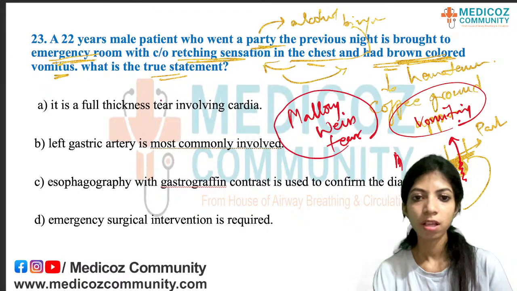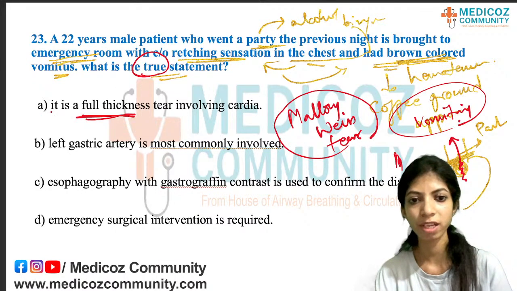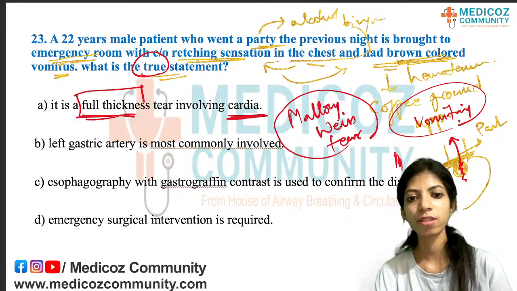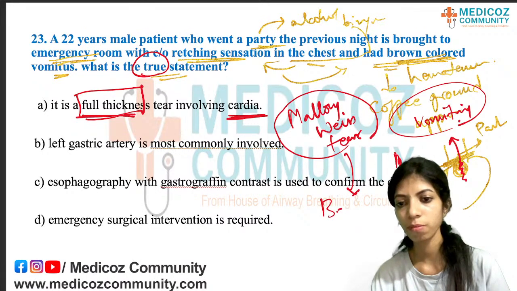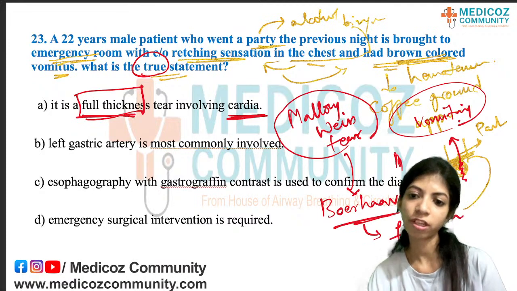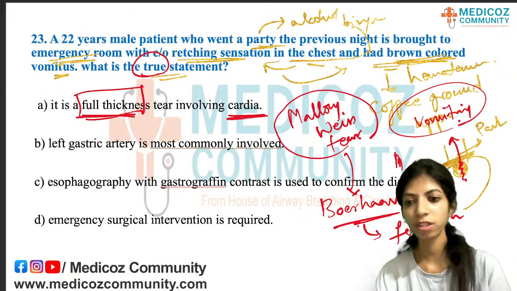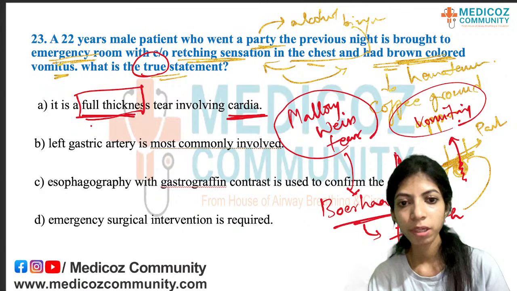Yes. So what is he asking? He's asking the true statement. Option A is, it is a full thickness tear involving the cardia. So which is a full thickness tear? You have to differentiate Mallory-Weiss tear from Boerhaave syndrome. Boerhaave is what? Your full thickness tear. This leads to perforation. The muscularis is also involved, and the patient may go into a shock-like condition. But here this is a partial thickness tear. So this is a wrong option.